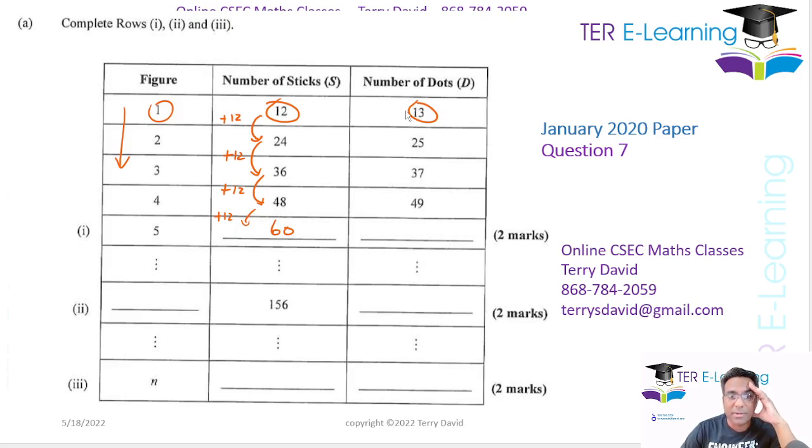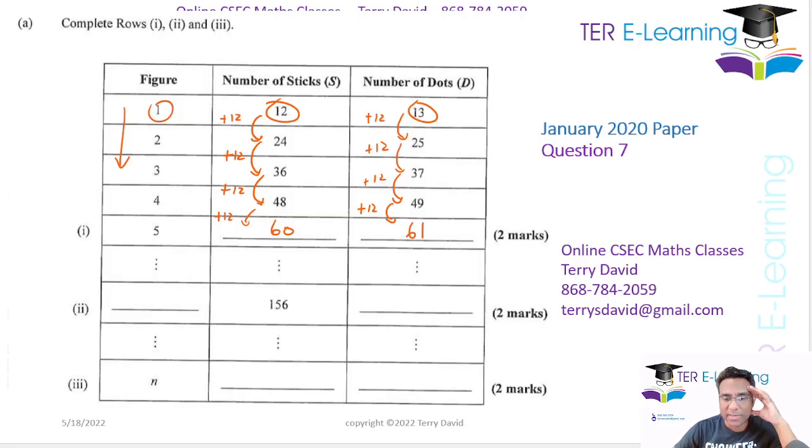Now let's see what's happening with the number of dots. When I come from here to here, I have added 12. When I jump from here to here, I'm adding 12 again. And from here to here, we've added 12 again. So if I want to go from here to here, I'm going to add 12, and that's going to give me 61. So I'm getting 60 and 61 for that row there.